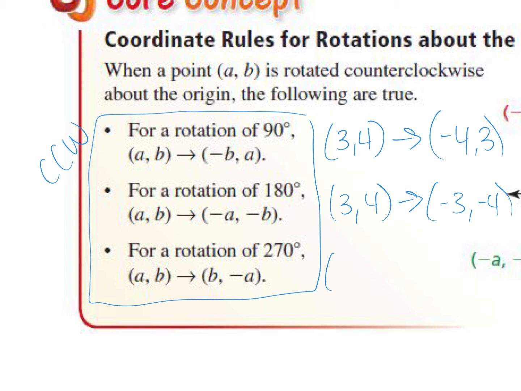And the last one, if we had 3, 4, if you rotate 270 degrees about the origin counterclockwise, what's your new coordinate? 4, -3. Yeah, go ahead.